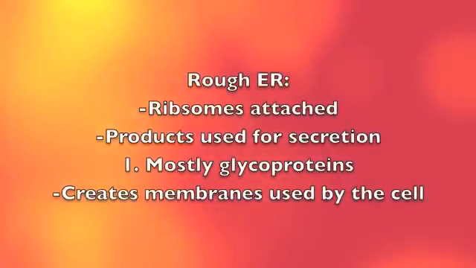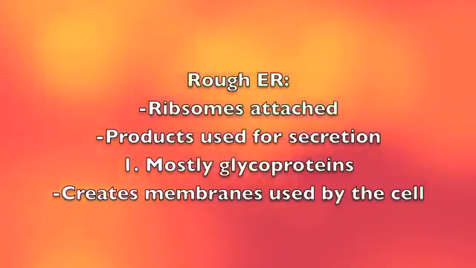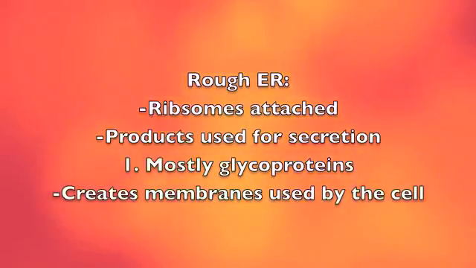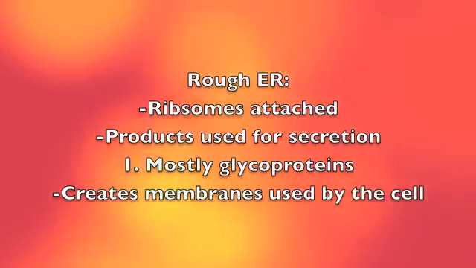The rough ER is directly connected to the nucleus through the nuclear envelope. The rough ER's only structural difference from the smooth is the presence of ribosomes on the outside of the membrane. This slight difference is responsible for a dramatic change in function between the two. Rough ER's main function is the synthesis of secretory proteins called glycoproteins. These proteins are bound for various parts inside and out of the cell.